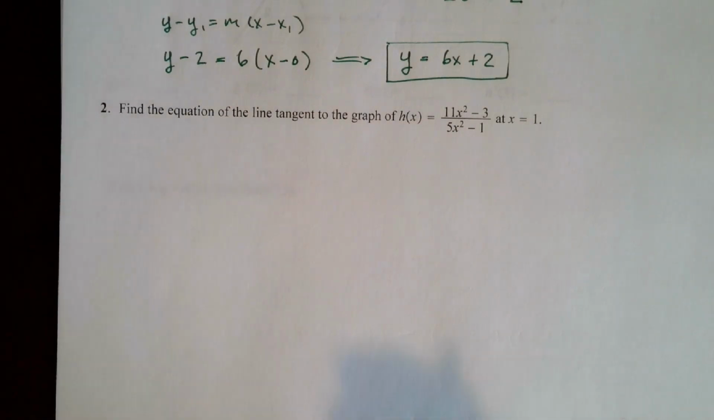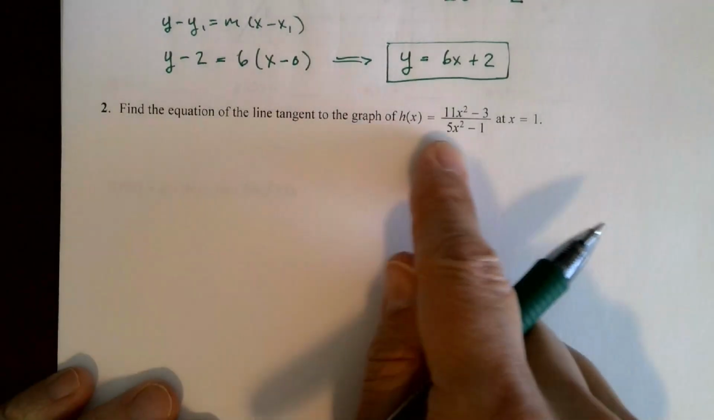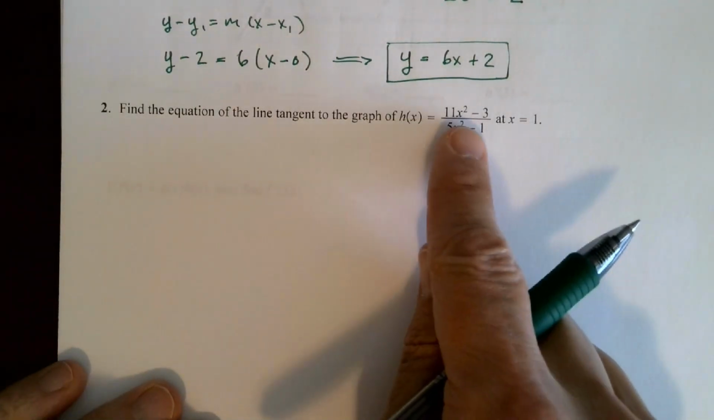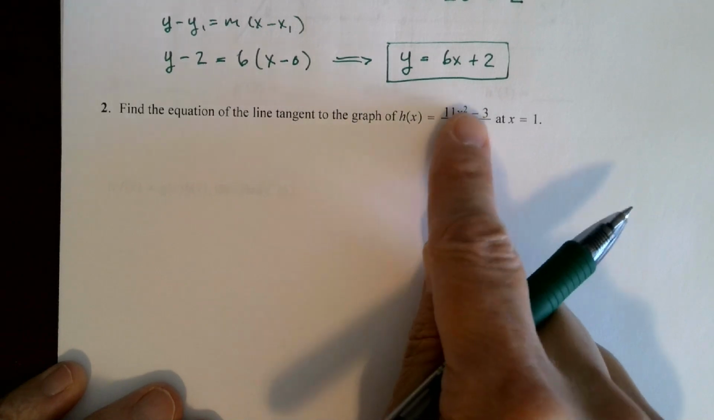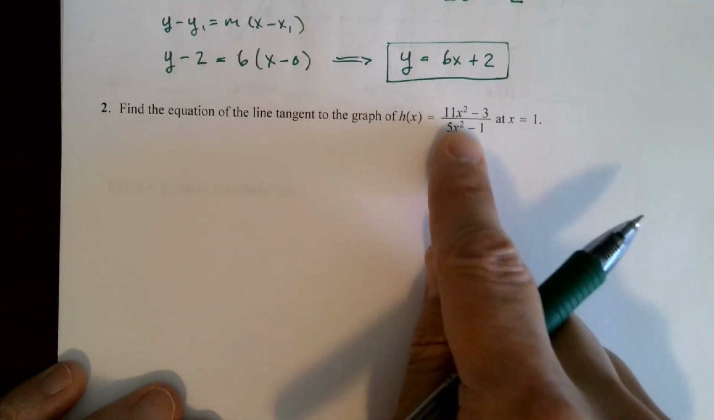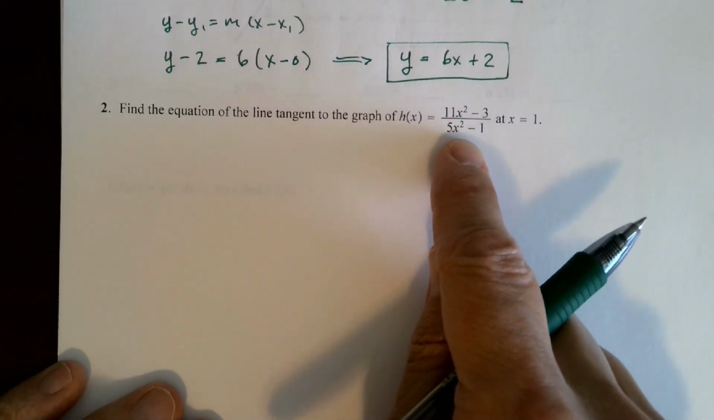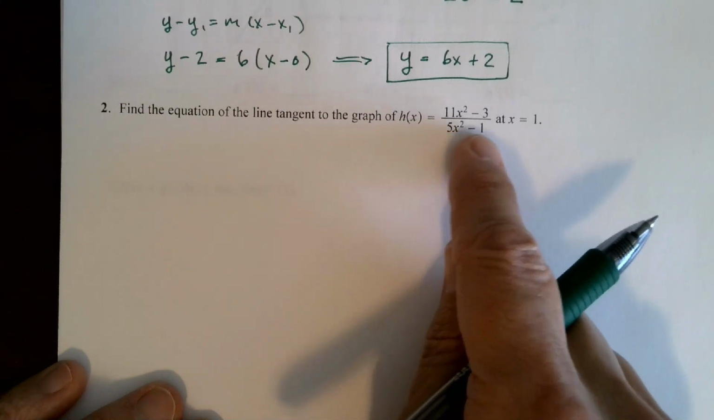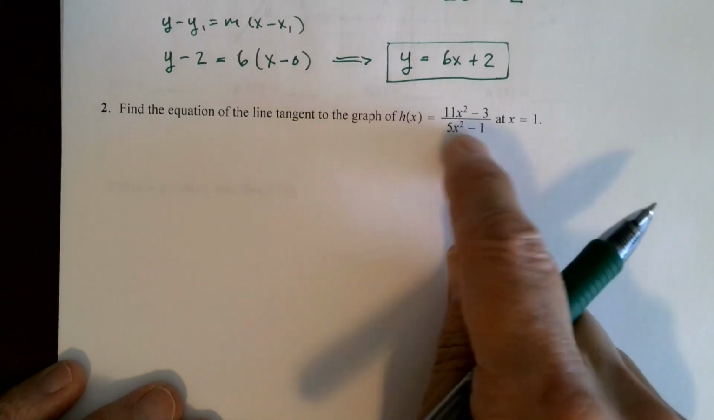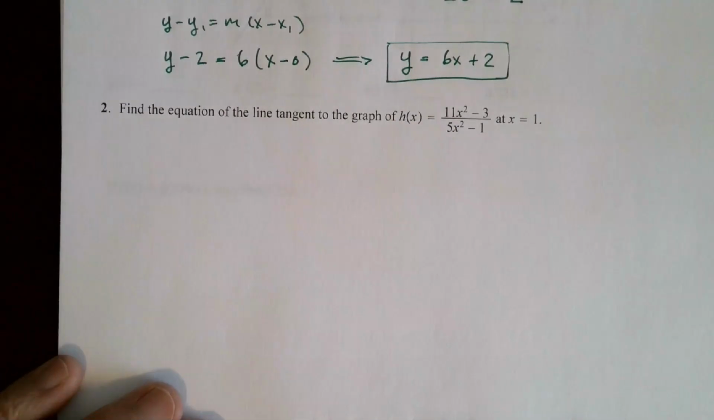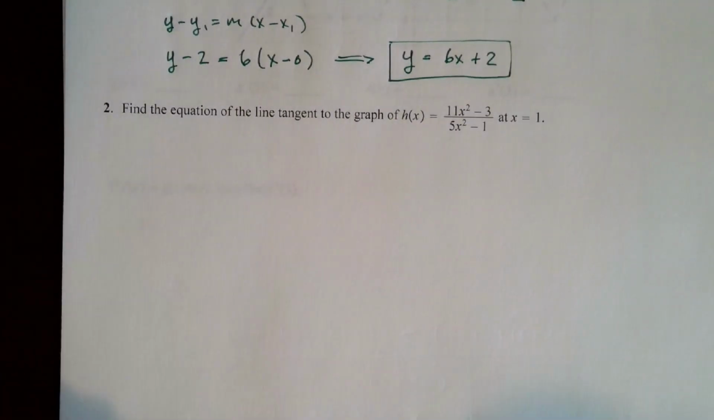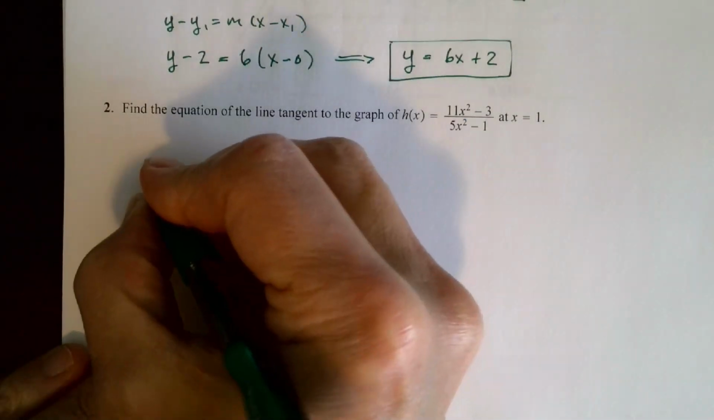Okay, let's do another one. Let's find the equation of the line tangent to the graph of this function at x equal 1. Well, now I have a quotient here, so if I'm finding the derivative, do I have to use the quotient rule? Well, in this case, yes. I could use polynomial long division to simplify this. I mean, be my guest if you want to do that. You're still going to have a little quotient rule at the end, though, to deal with. So I'm going to go right into the quotient rule.